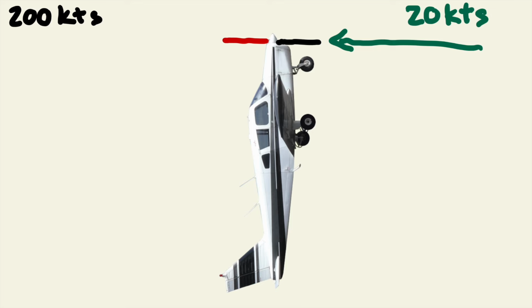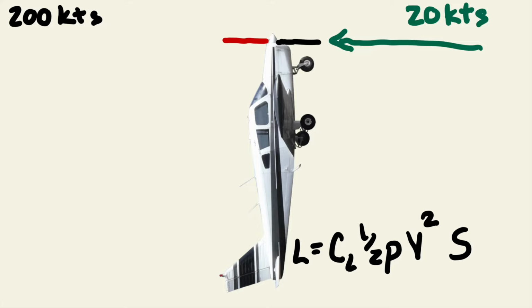Now, one other thing that we have to remember and take into account, and that will help explain this, is our lift equation. So with our lift equation, remember we have lift equals our coefficient of lift, our density, velocity squared, and then our surface area. The important thing that we're going to focus on for this is our velocity squared. So the rest of that we can get out of there.